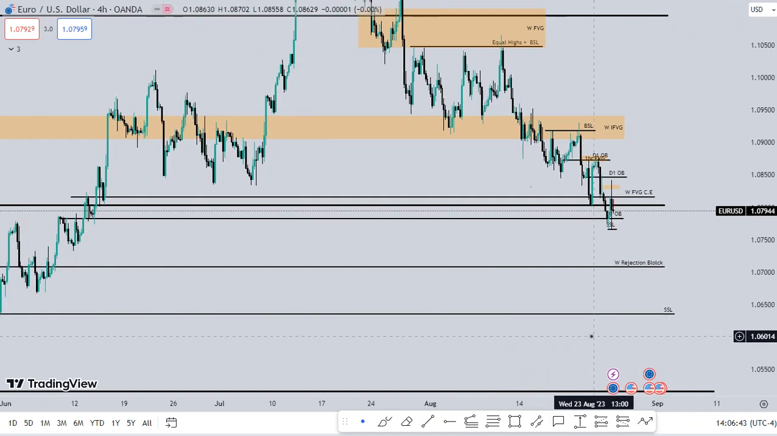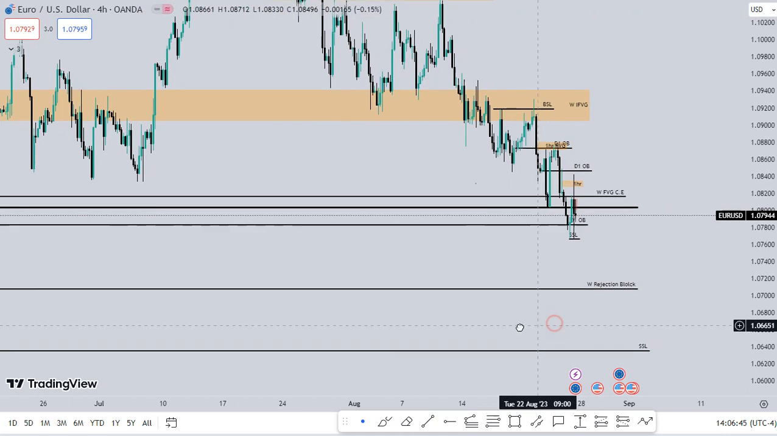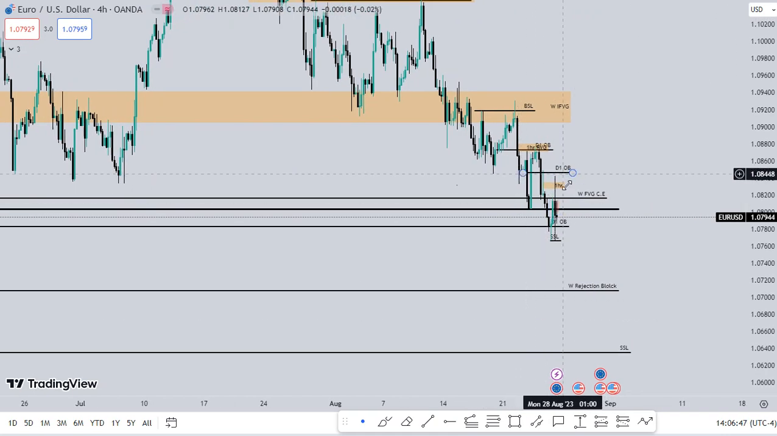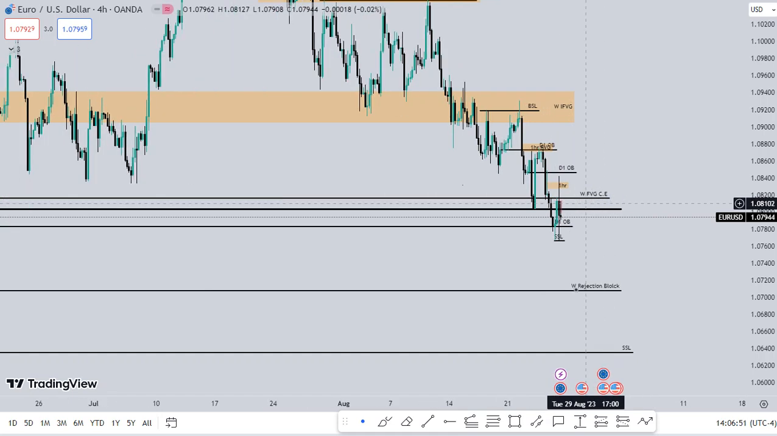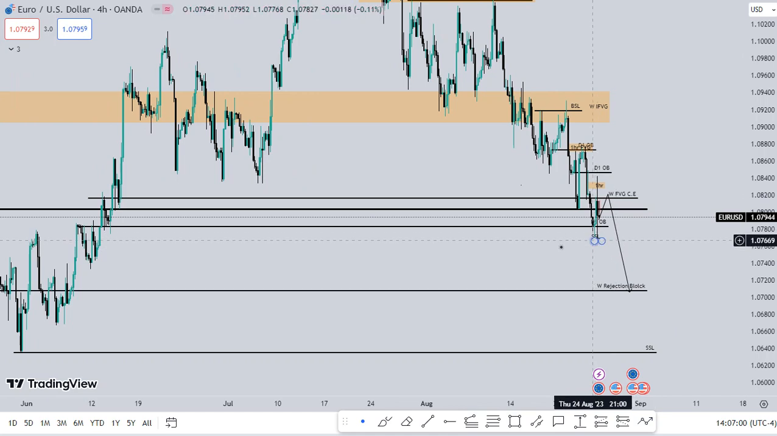So this is the plan for euro dollar, and this level, daily order block, and this weekly fair value gap consequent encroachment can be levels of resistance for us, like this, and continuation to the downside. So this is the plan for euro dollar.